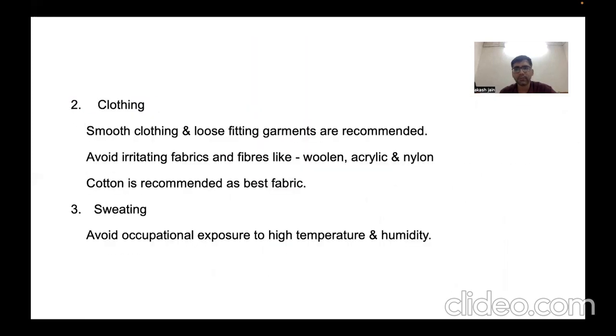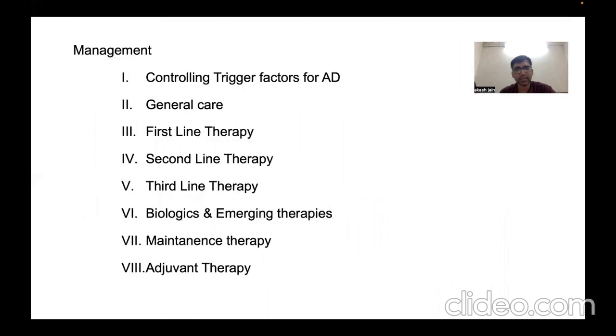So the last part of today's topic in atopic dermatitis is management. Now the management protocol includes the following points. That is, first we have to control the triggering factors for atopic dermatitis, various environmental triggers. Second is the general care, which is very important. Next is first line therapy, then second line and third line therapy in atopic dermatitis based on the severity. Recent management includes biologics and emerging therapies, then the maintenance therapy and the adjuvant therapy.